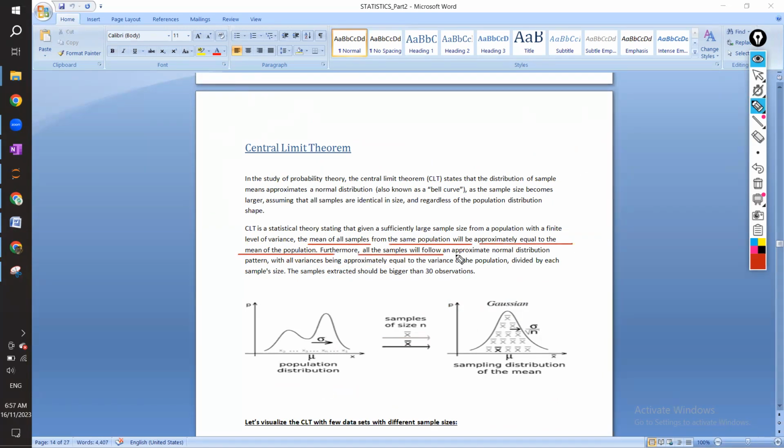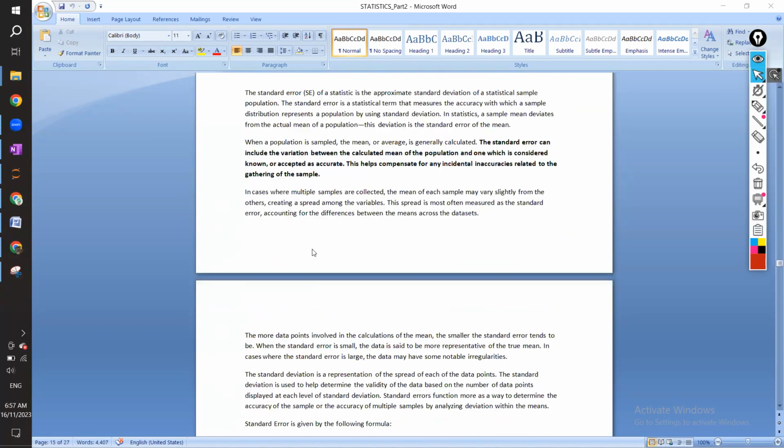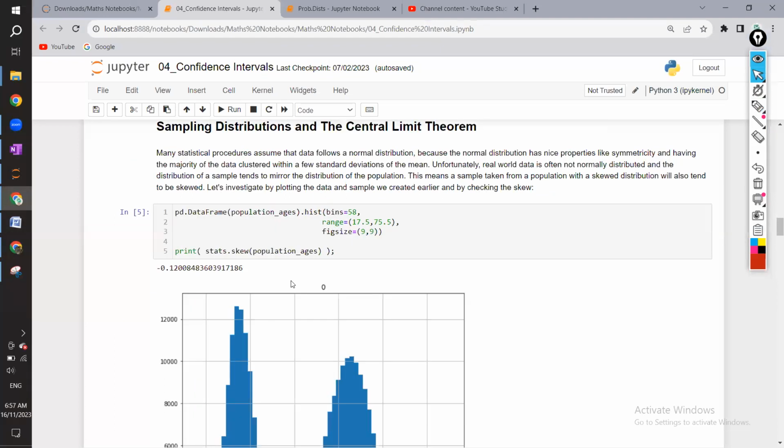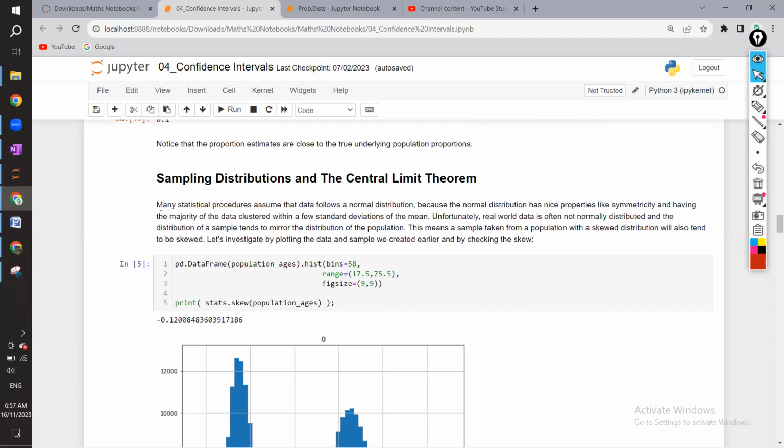Furthermore, all the samples will follow an approximate normal distribution pattern with all the variances being approximately equal to the variance of the population. The samples will try to follow a normal distribution, and the mean of each of the samples will be approximately equal to the mean of the population. I'd like to show you what this is trying to say.